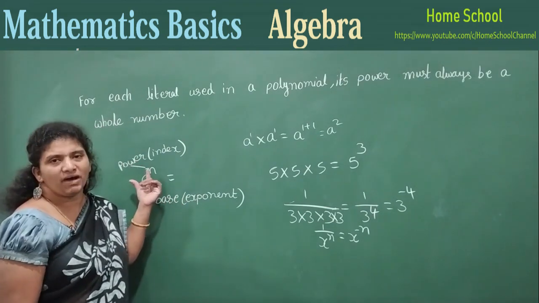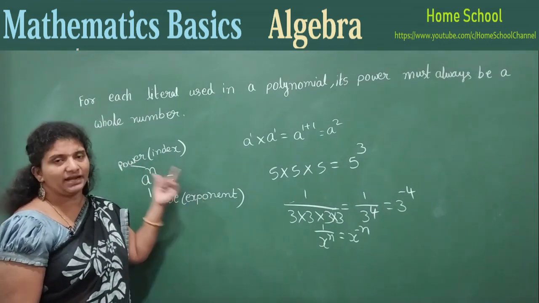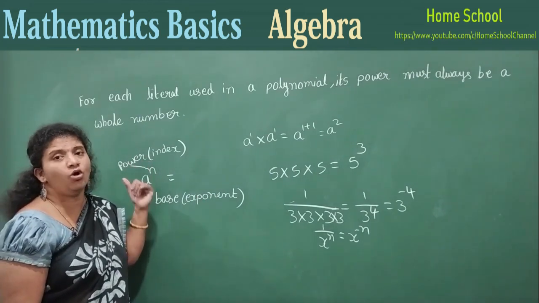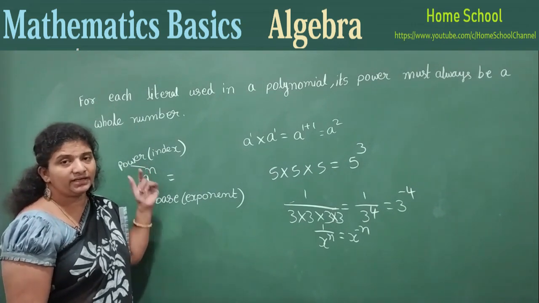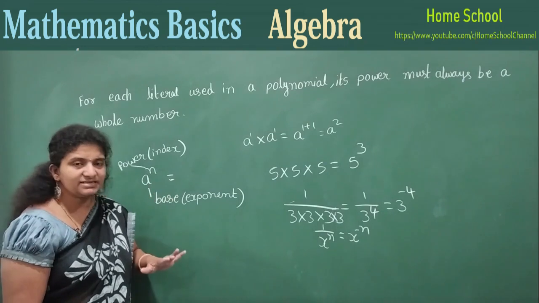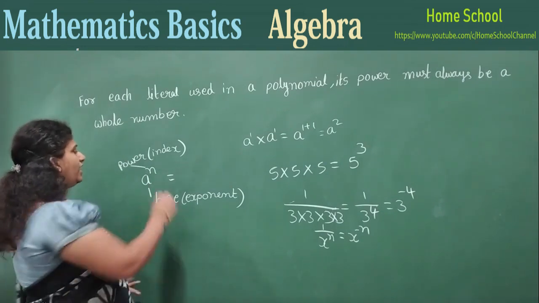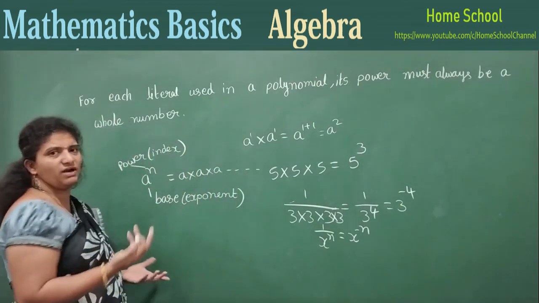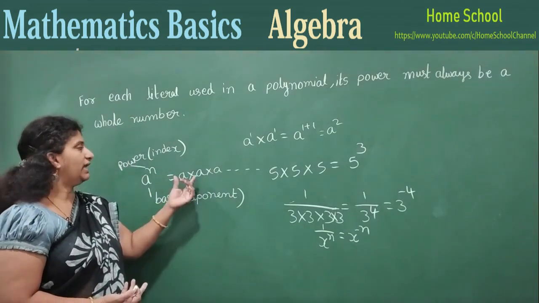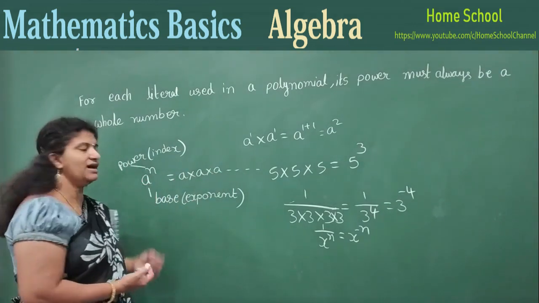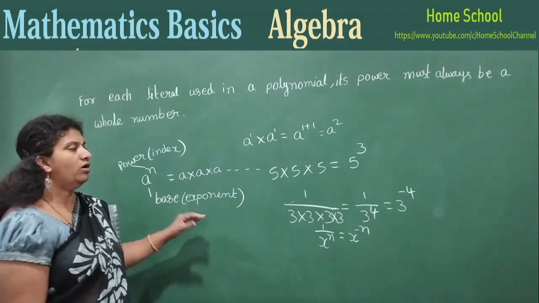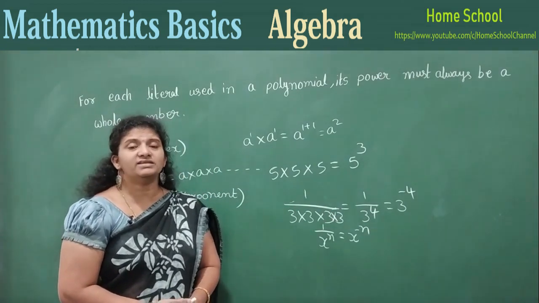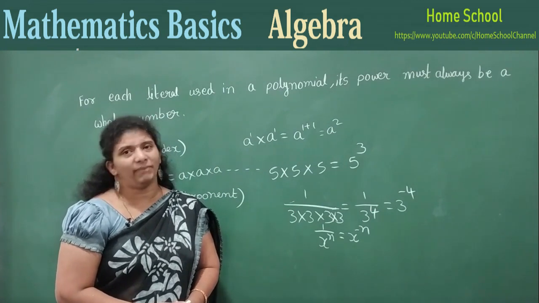Suppose a power n: a is called the base and n is called the exponent, the index or power. This power is always a whole number. Whole number, it cannot be an integer. A power n means a into a into a and so on. How many times it is multiplied, we don't know. If a is multiplied many times, I write it as a power n. So if your power is negative, it is not a whole number. It is an integer value you are getting in your power.